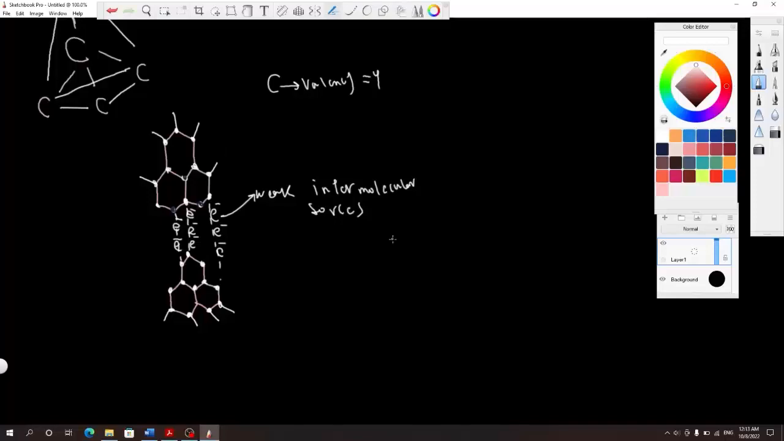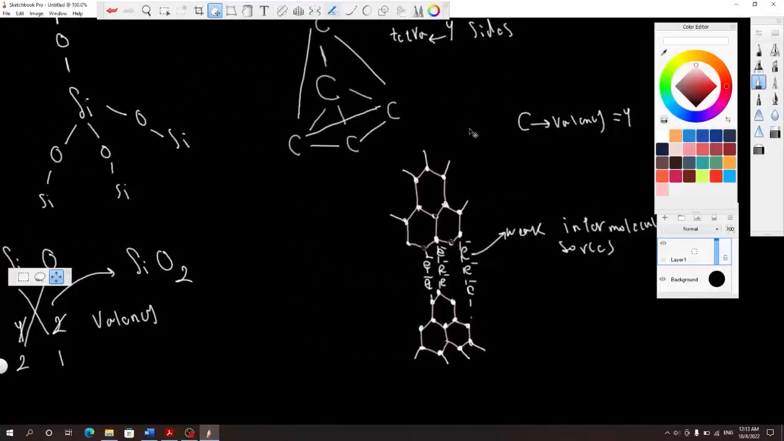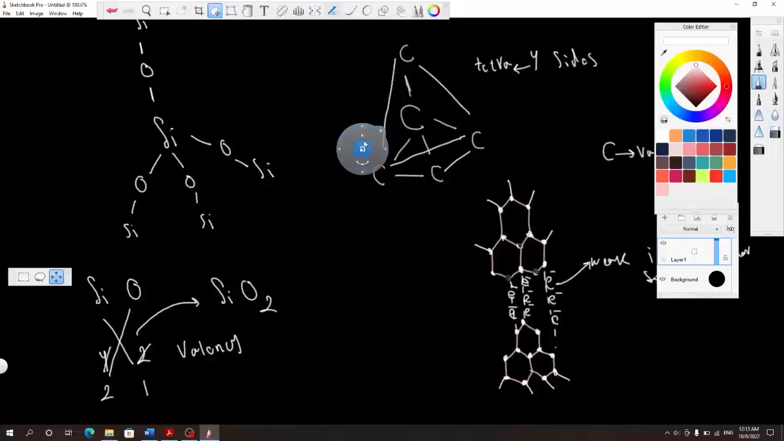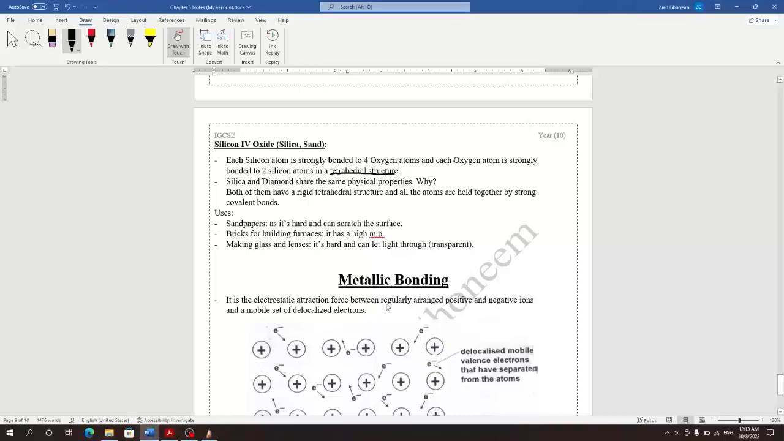Okay? So we've talked about diamond, we've talked about graphite, and we've talked about silicon dioxide. And that's it, we're done with the macromolecules. Now let's get to the final part of this chapter, which is metallic bonding. But before that, silica and diamond share the same physical properties we've mentioned. Why? Because both of them have a rigid tetrahedral structure, and all the atoms are held together by strong covalent bonds. Right? So rigid tetrahedral structure and held together by strong covalent bonds.